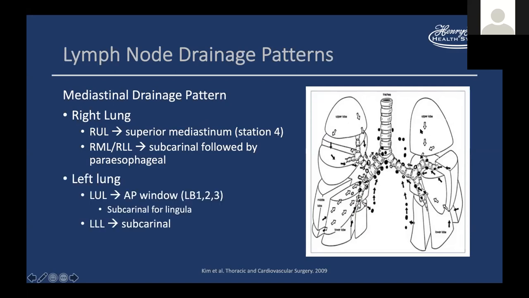For the left upper lobe, again, they'll drain to their hilar node first, but after that it will most likely go to the AP window, but that's for your apical posterior and your anterior segments, whereas the lingula is more likely to go to the subcarinal node first. And your left lower lobe, again, goes to hilar, and then it will go to your subcarinal. So it's important to think about these normal drainage patterns when you're staging a patient.